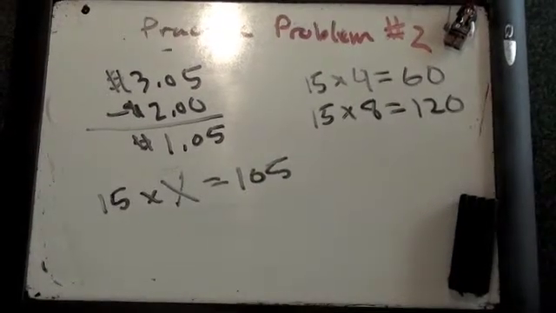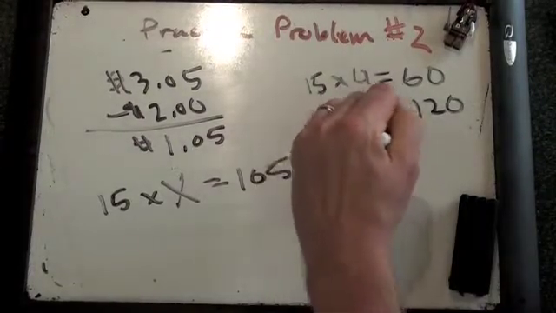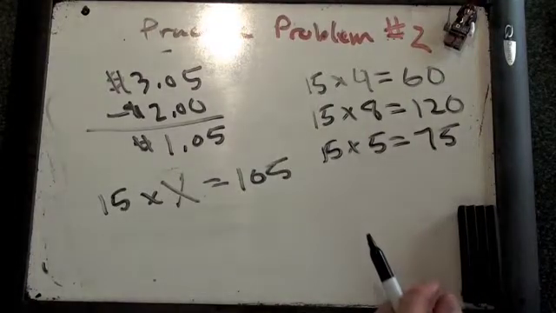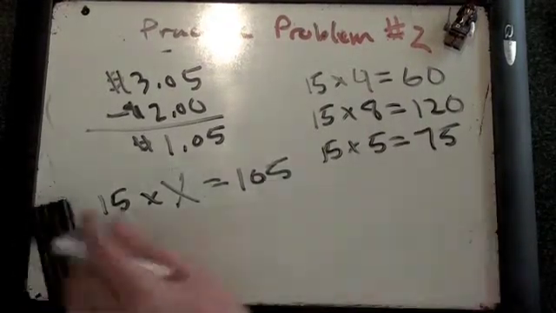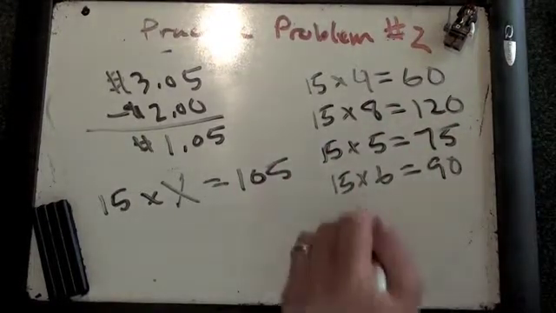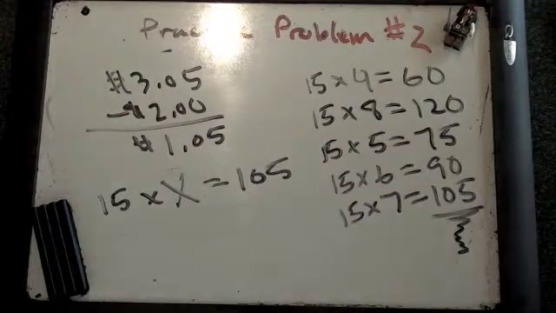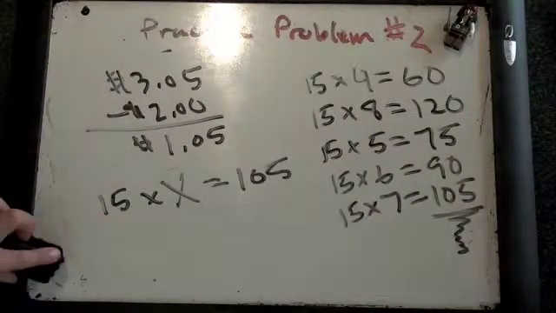So we're looking for 105. We know 15 times 4 is 60. Is that bigger or less than 105? Less. Well, 120 is too big. And 15 times 5 is 75. Yeah, and then 15 times 6 is 90. 15 times 7 is 105. So we just figured out that 15 times 7 equals 105.